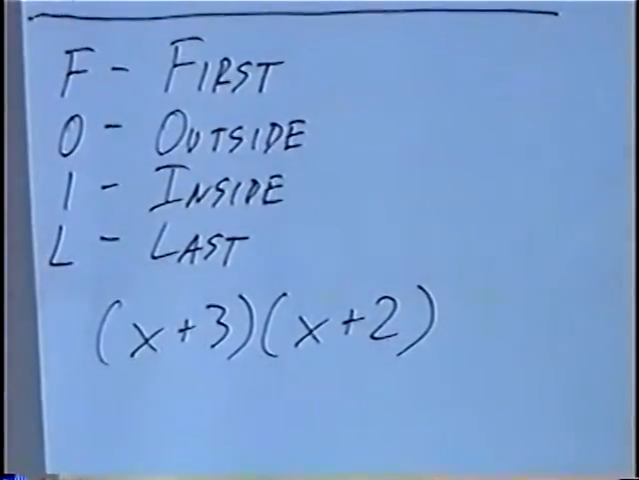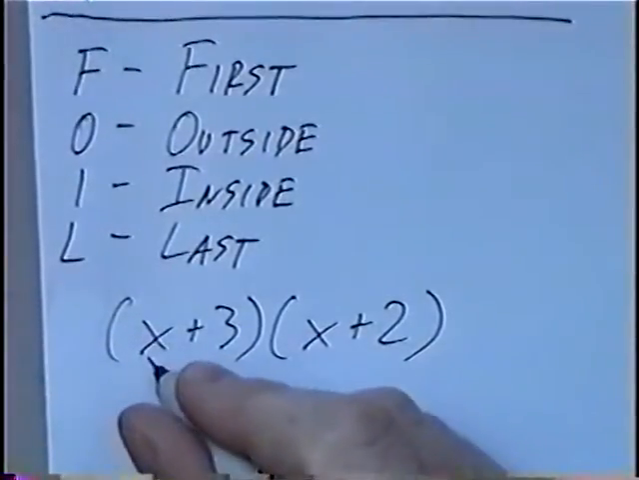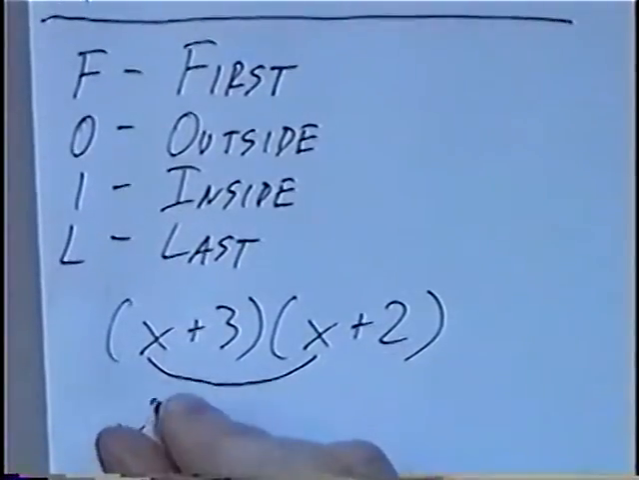The F again stands for first. First means we'll multiply the first term in each parentheses. So we'll multiply x times x. X times x would be x squared.